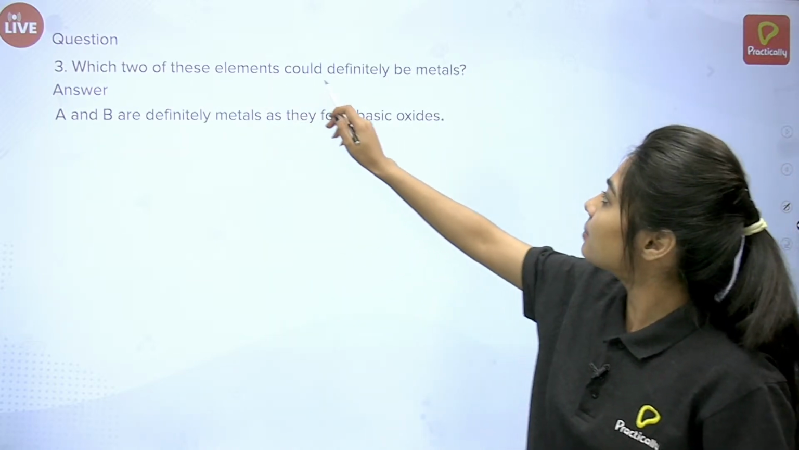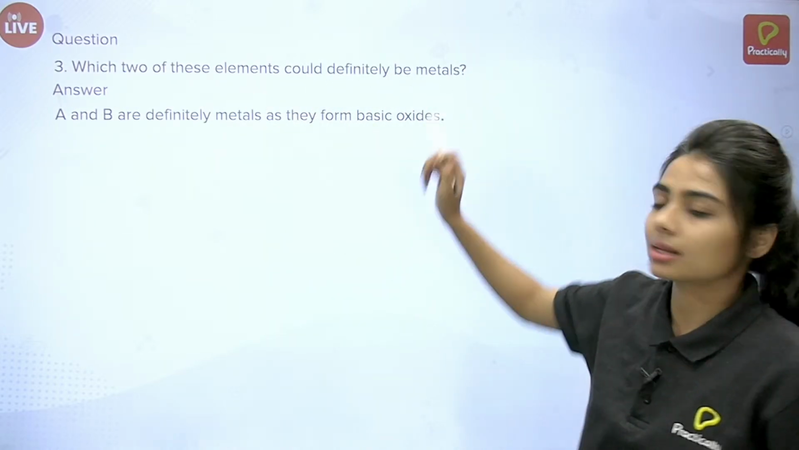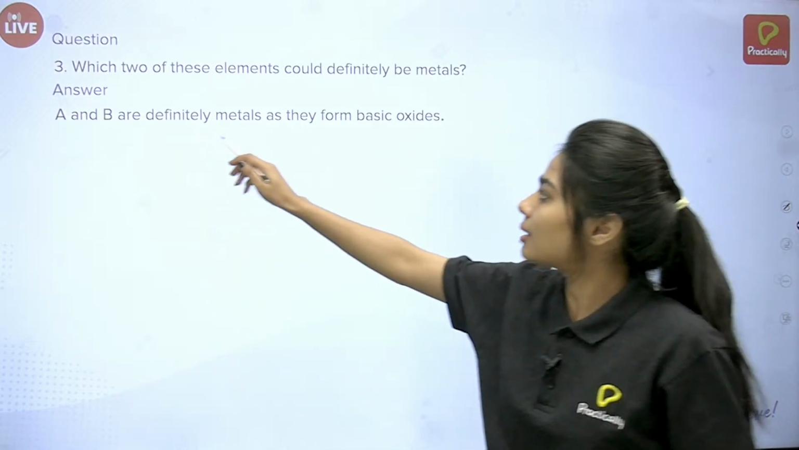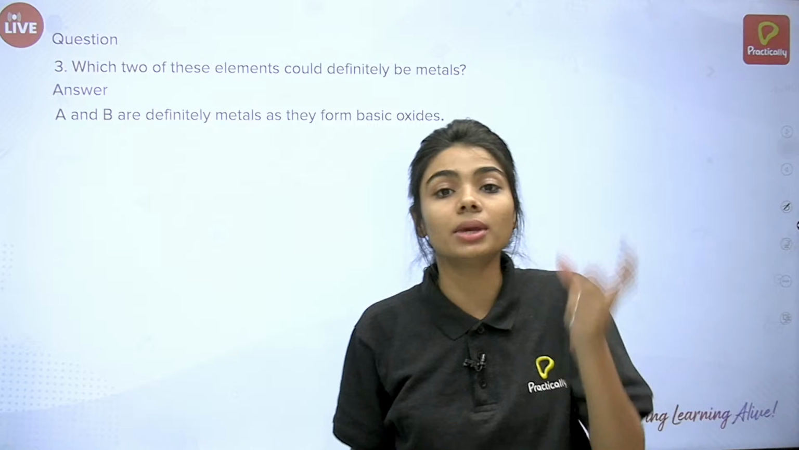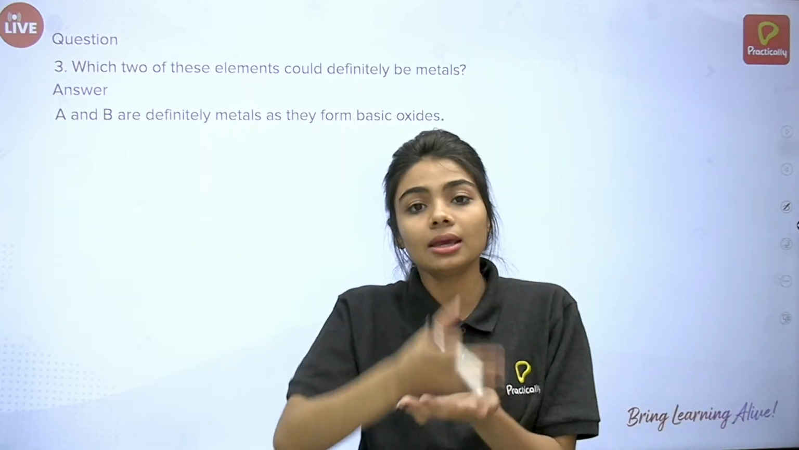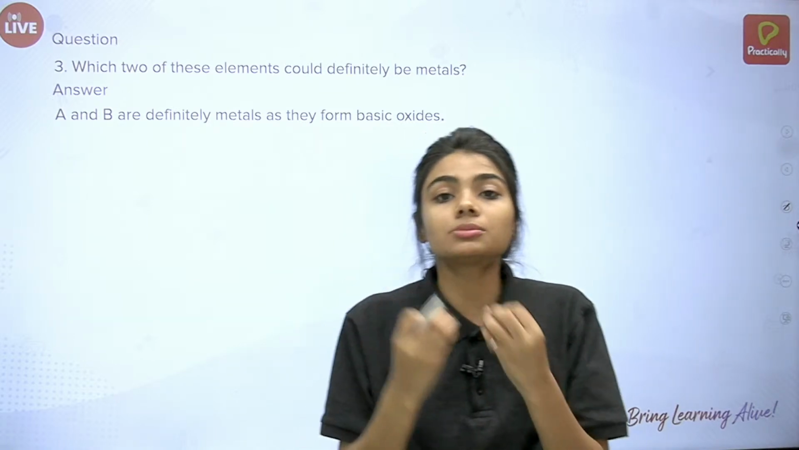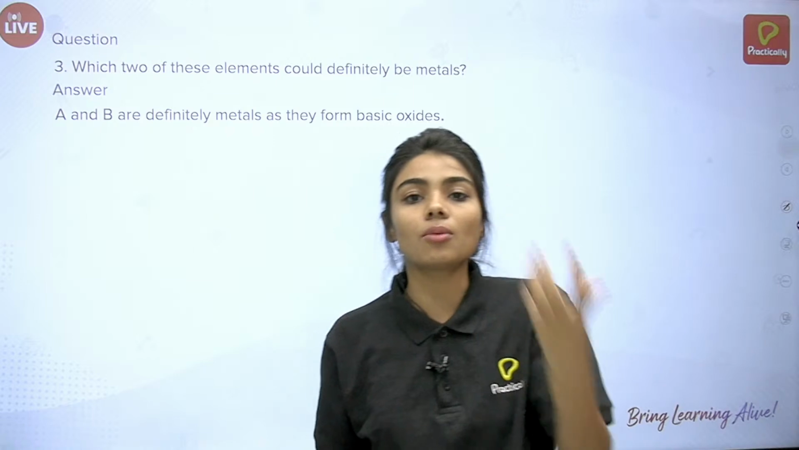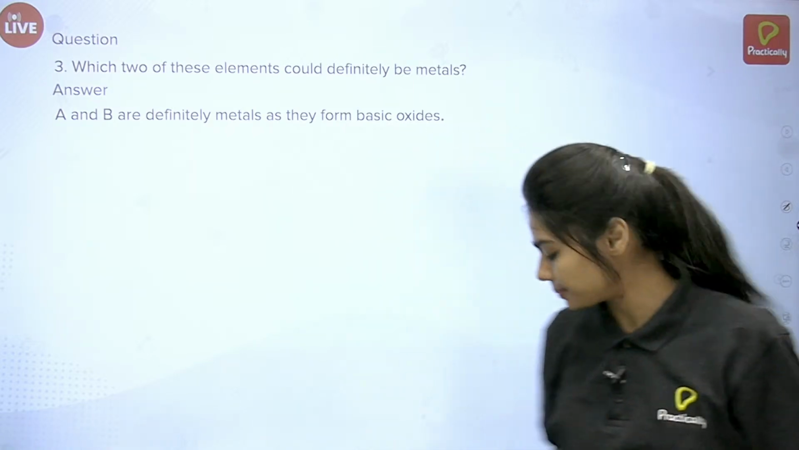Which two of these elements could definitely be metals? So A and B both are metals. A and B are definitely metals as they are forming basic oxides. Remember, I am repeating again, A and B are both metals. Why? Because metals form oxides which are basic in nature, and non-metals form oxides which are acidic in nature.